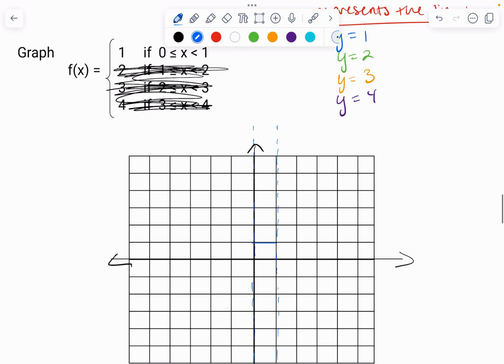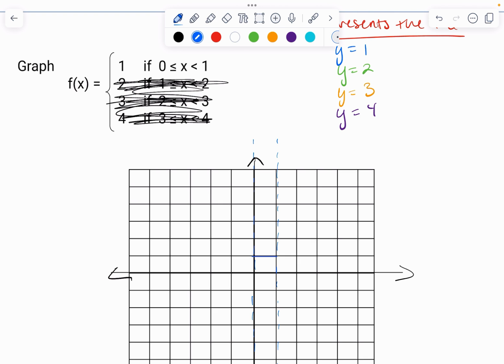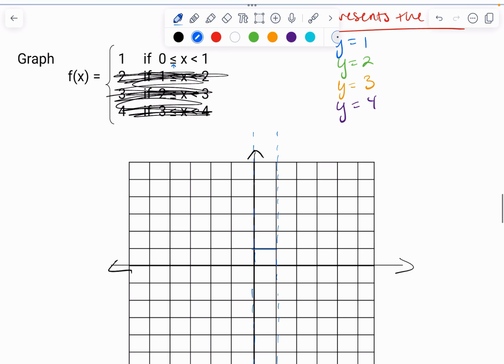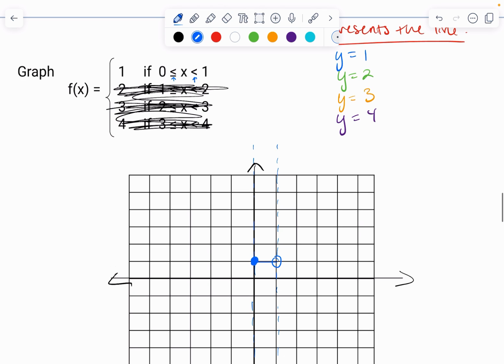And then I have to decide if my endpoints are included or not. So 0, right, we see that or equal to sign. So that means that value of x is included. So I'm going to use a closed circle. But 1 is just a strict less than, so I'm going to use an open circle on my other endpoint. Okay, so there's our first piece.